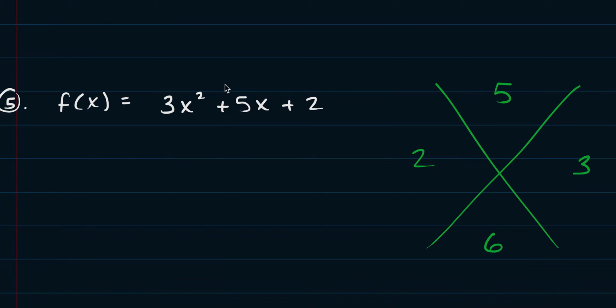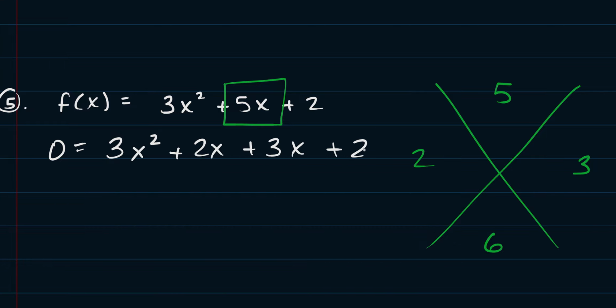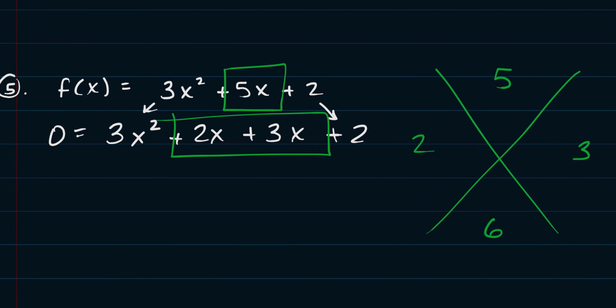What I'll do instead is break this 5x into 2x and 3x. Let me show you what I mean. So we're setting this equal to 0. We get 3x squared plus 2x plus 3x plus 2. So I just took the same equation. You can see that I brought the 3x squared down and the 2x down. And I broke that 5x into these two pieces because we know that they add to give us 5.